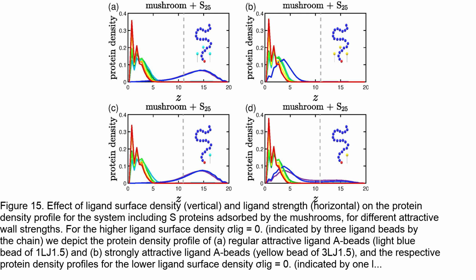Figure 15 in the scientific paper shows the effect of different parameters on the rate and percentage of protein adsorption. The figure includes two panels, one for S25 proteins and one for L25 proteins. Each panel shows the adsorption curves for three different polymer coatings: mushroom, intermediate, and brush. The x-axis represents time, while the y-axis represents the fraction of proteins adsorbed.